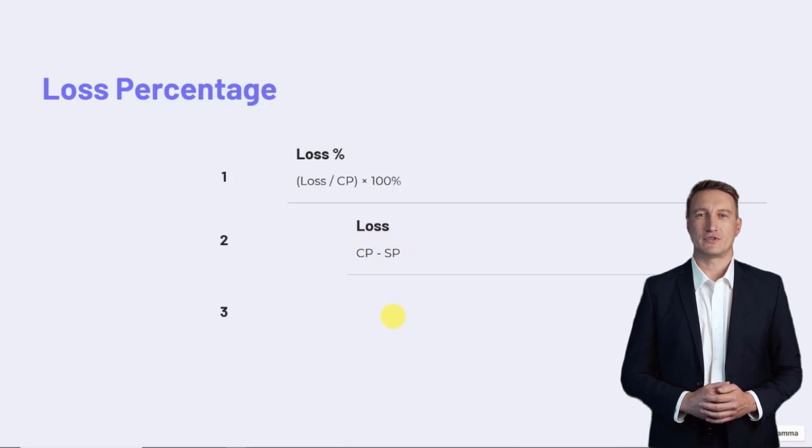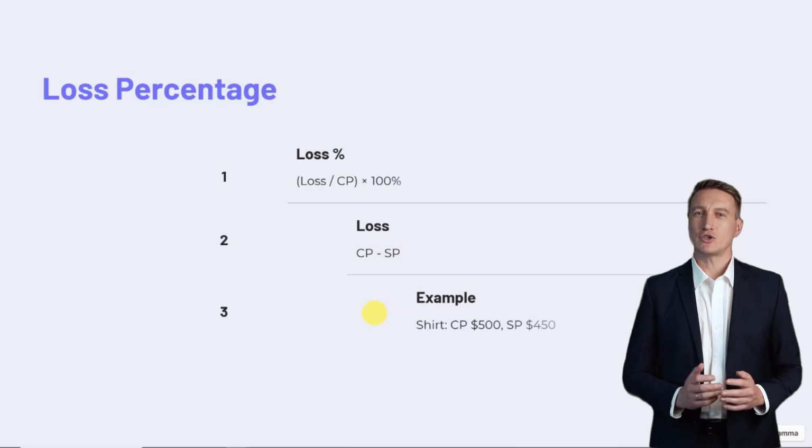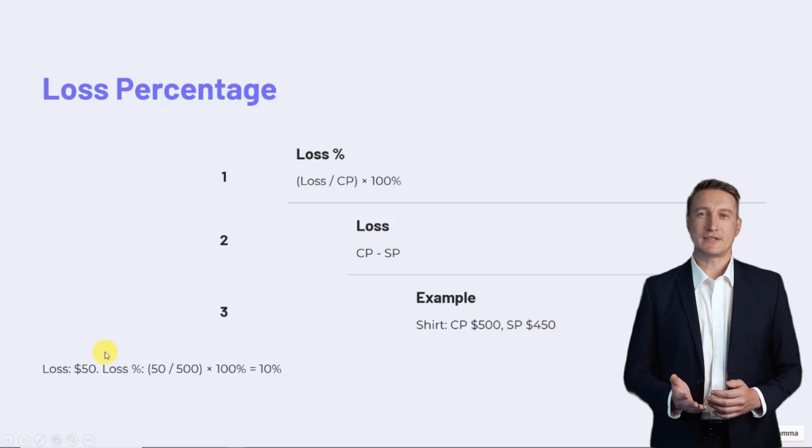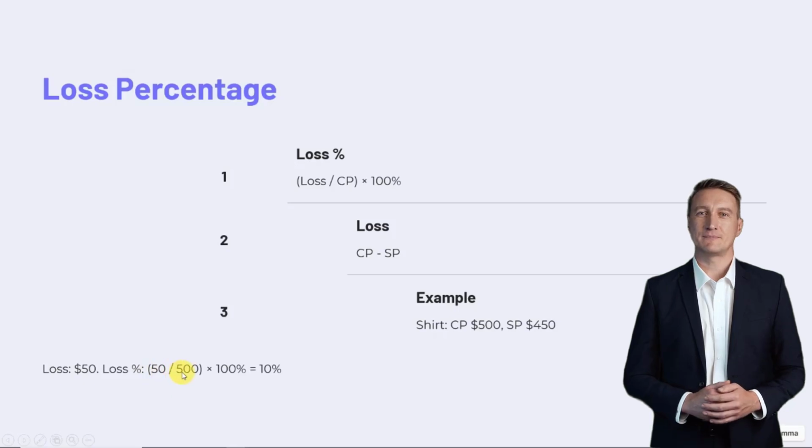Anyhow, number 3, let's look at an example. A shirt, the cost price is $500 and the selling price is $450. Wow, that is very expensive, huh? Righto. Anyhow, let's have a look at it. So the loss is $50, that we know, because if we calculate that out over there, we've got a loss of $50. So our loss percentage is going to be 50 divided by the cost price of the shirt, multiplied by 100 to give us percentage, which then gives us 10%.